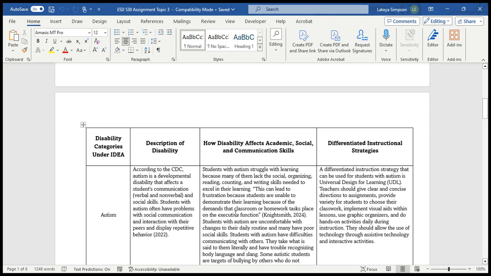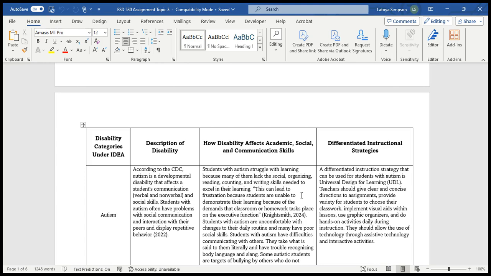Autism is a developmental disability that affects students' communication. It can cause a student to be verbal or nonverbal. It also affects their social skills. Students with autism usually struggle with learning because they lack social, organizational, reading, counting, and writing skills needed to excel in their learning.